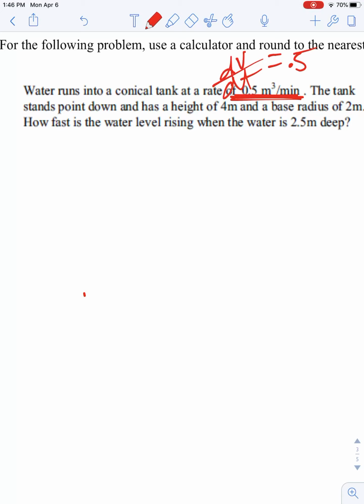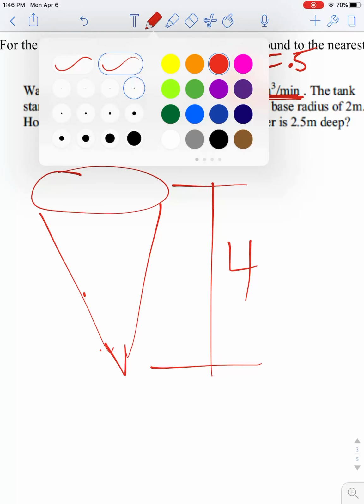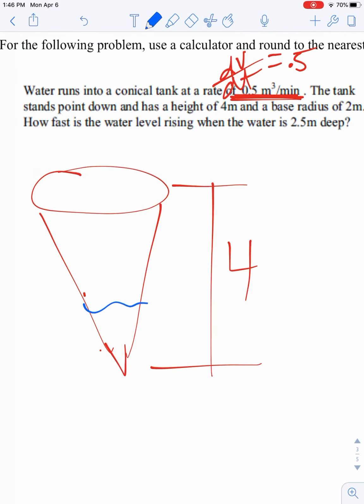The tank stands point down and has a height of 4 meters. So this tank all alone is 4 meters. But water is filling in here. So we have water. At some point it's here. At some point it's here. At some point it's here. The water level is rising. So we're just talking about that water level.